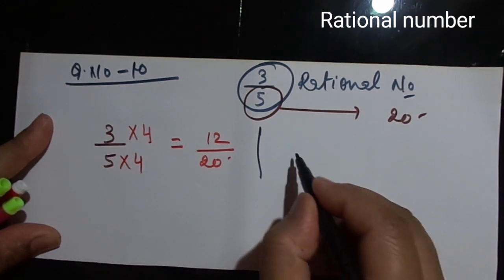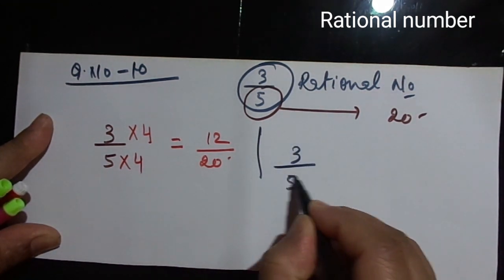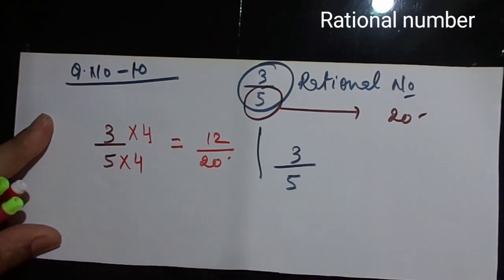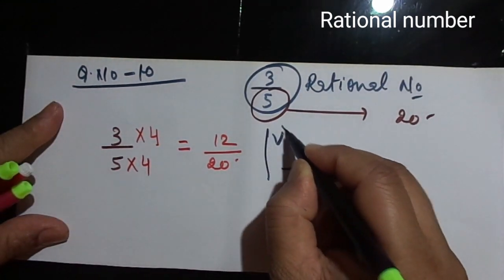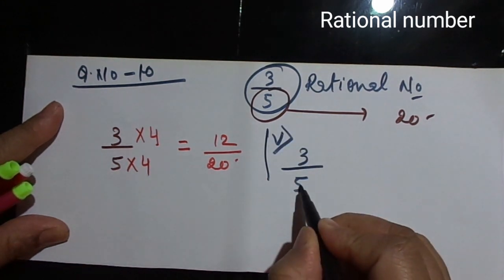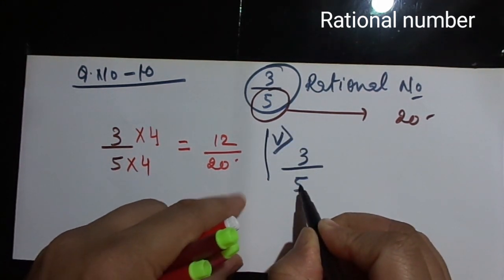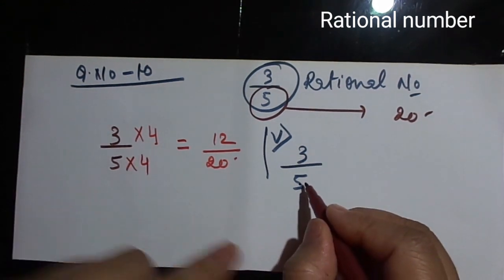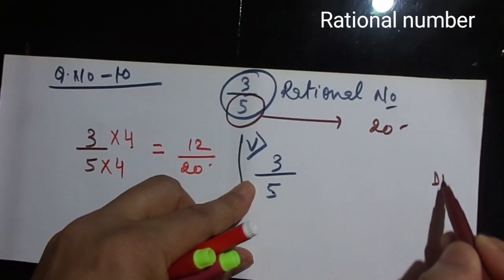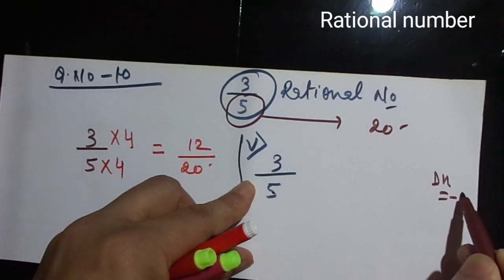Express 3 by 5. Once again, you have 3 by 5, and they say that the denominator should be minus 35. This is question number 5. Here they say that the denominator over here should be minus 35.